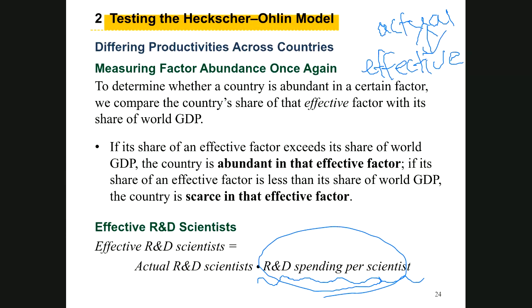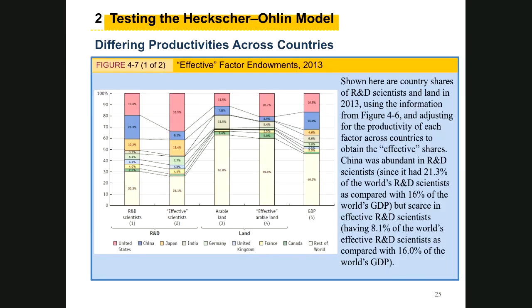So this is what we get after we adjust it. This is what we originally saw in the previous table, right? But now if you multiply by the spending per R&D scientist, this is the adjusted one. So what do you see? Originally, you see that the U.S. is abundant in R&D scientists. Adjusted, in effective R&D scientists, the U.S. is still abundant in effective scientists.